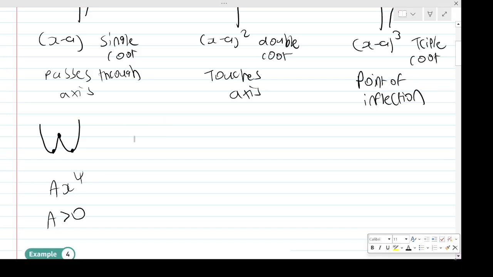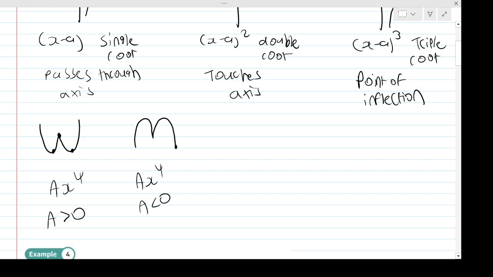But then on the negative, it forms an M shape, so it kind of flips around again. So if you have ax to the 4 when a is negative, for example minus x to the 4, obviously it's an M shape, so it's going to instead look like that. And again, that'd be three turning points.